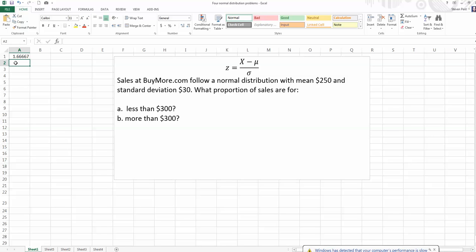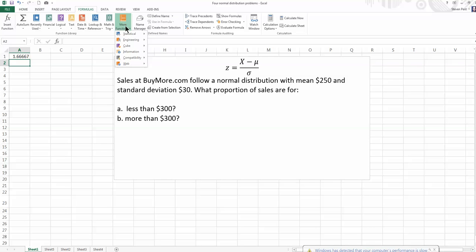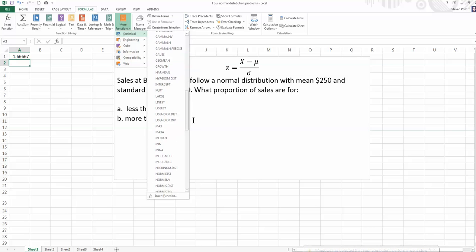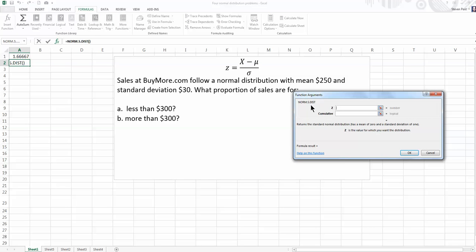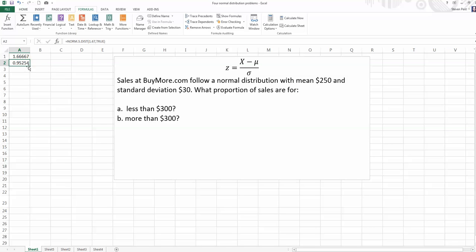So how do we find the proportion of the standard normal distribution which is less than 1.6667? Well, the Excel function is norm.s.dist. So the z, I'm just going to round the z at 1.67. Cumulative is true. You'll always use cumulative equals true when you're doing these problems. Always. It's not like the binomial. Hit OK, and there it is, 0.95. So 0.95 is our answer, or 95%.